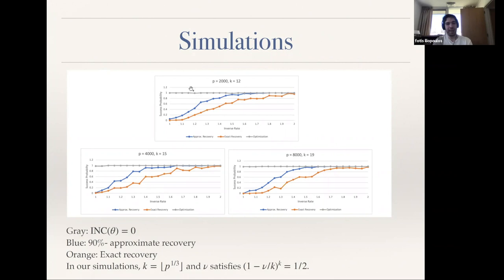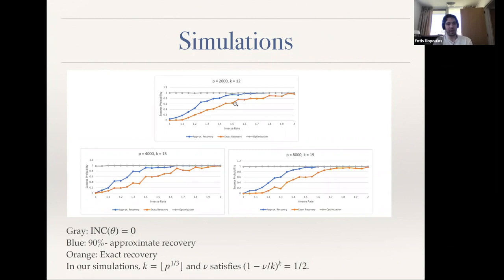What you see here is three lines in each of the graphs. The gray line is how often the global dynamics succeeds in solving the underlying optimization problem, which is basically minimizing the inconsistencies. And as you can see, in all three examples here, the probability is one, basically. So the algorithm really dominates the problem, and it minimizes the loss function.